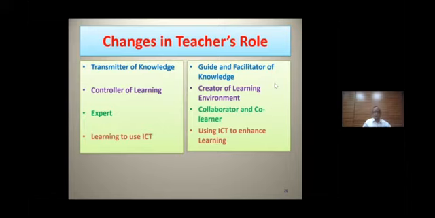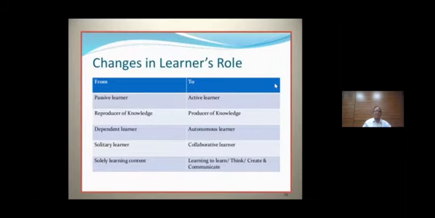The teacher is an expert now, but in future, it need not be. He becomes a collaborator and co-learner. He also learns along with students new topics, and then he also helps the students to acquire that knowledge. Learning to use ICT is the present method. Now, using ICT, we have to enhance the learning process in the 21st century.